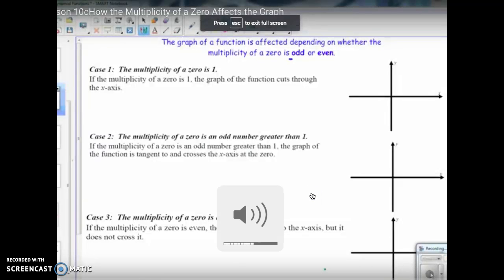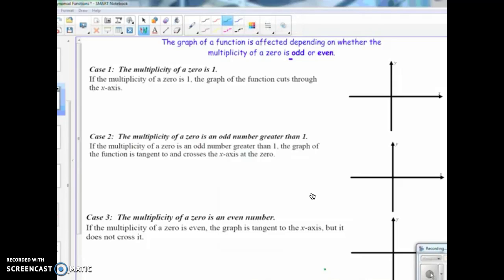In this lesson, I'm going to teach you about how the multiplicity of a zero affects the graph of its function. So let's look at the first sentence that I have here. It says the graph of a function is affected depending on whether the multiplicity of a zero is odd or even. So I have 3 different scenarios here that I want to describe to you. Let's start with the first one here.